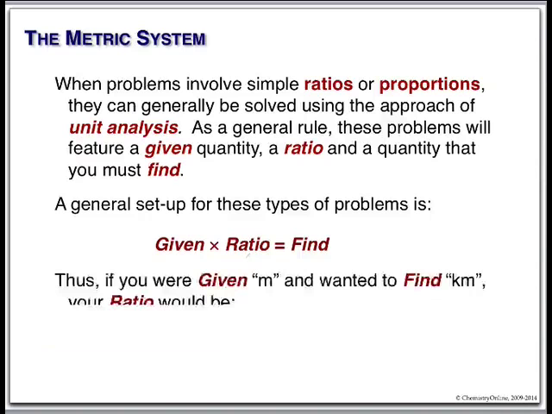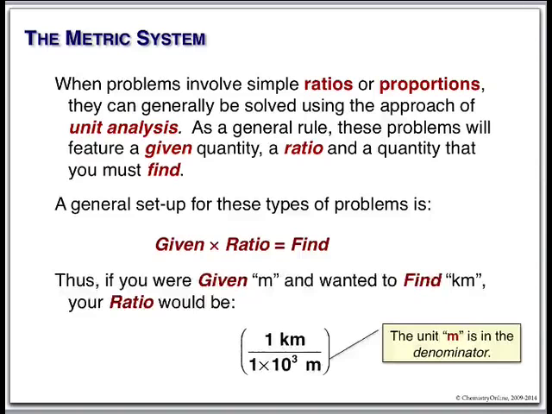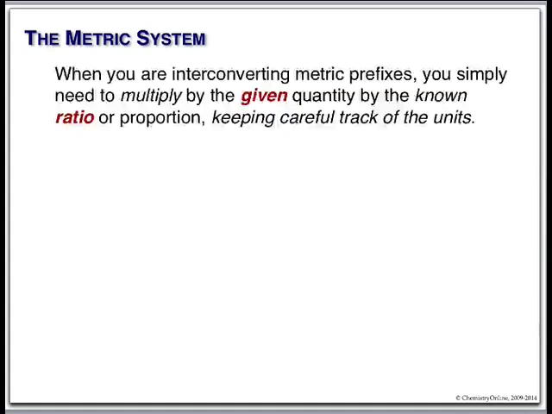For example, if we were given meters and we wanted to find kilometers, our ratio would have to contain both of those. We know that kilo, from our table, is 10 to the third. So kilometer, kilo, meter, 10 to the third meter. That would be the ratio that we would use. Let's look at a quick problem.